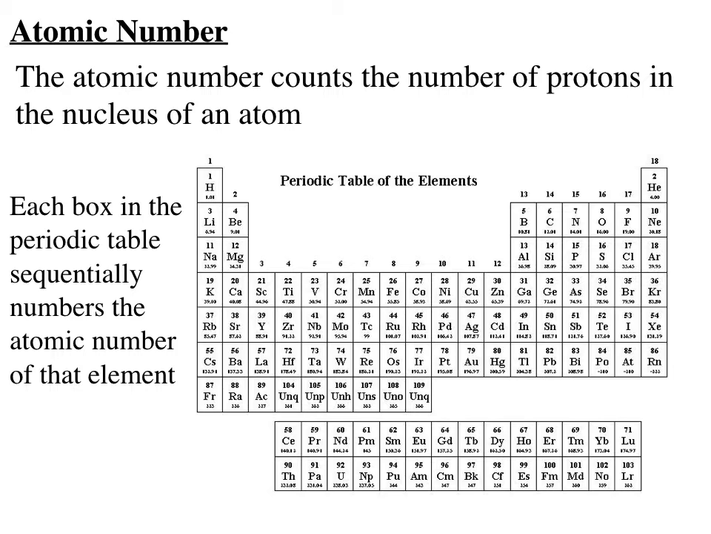So we're going to begin by introducing the term the atomic number. And as it says here, the atomic number counts the number of protons in the nucleus of an atom. It turns out that the atomic number dictates what type of atom and what element that atom belongs to. All atoms of the same element must possess the same atomic number. All atoms of the same element have the same number of protons.